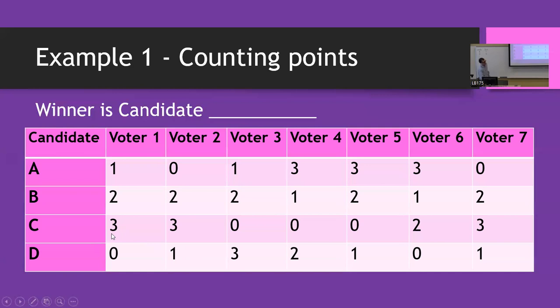If you look at candidate C, C has 3 plus 3 plus 2 plus 3. C would also have 11 points. And then D has 0 plus 1 plus 3 plus 2 plus 1 plus 0 plus 1. Yeah, I think D has 8 points.